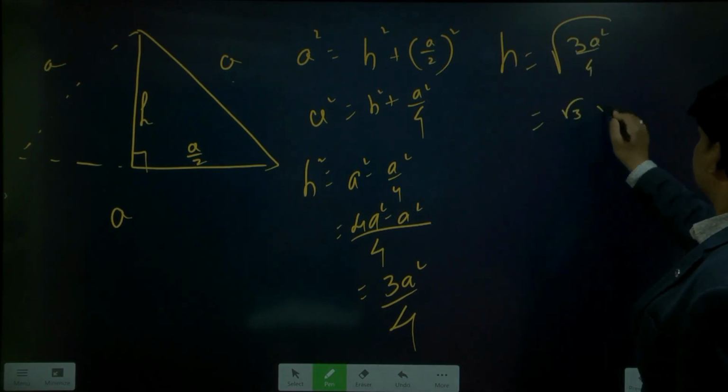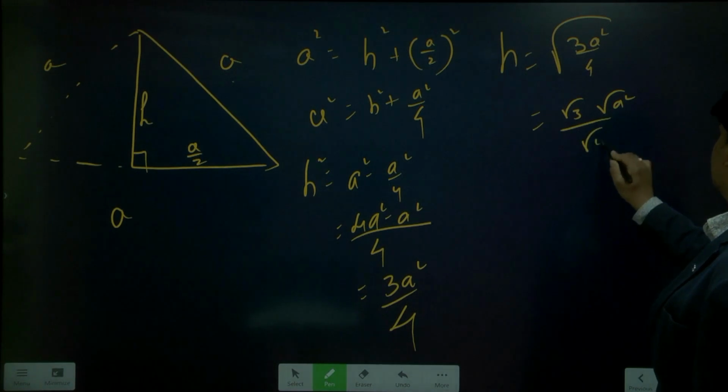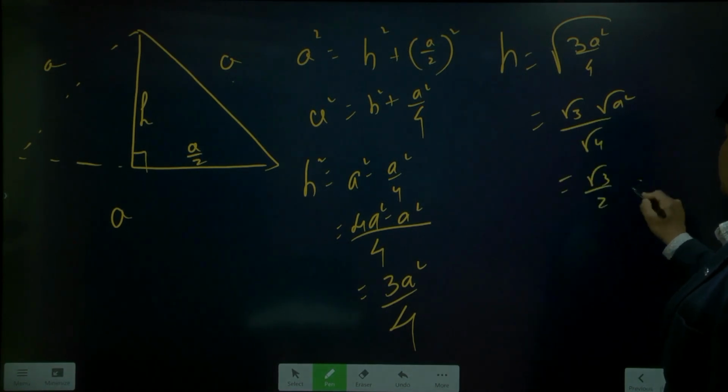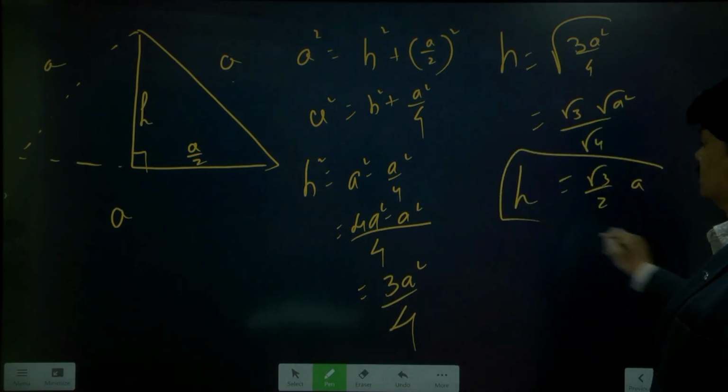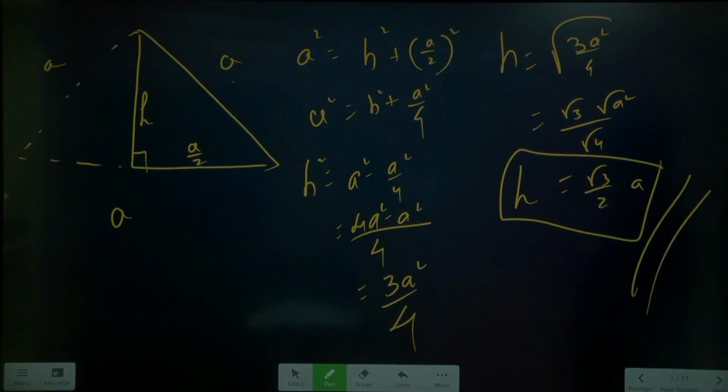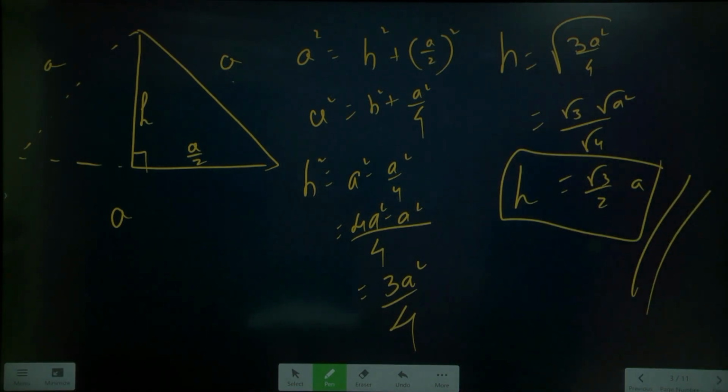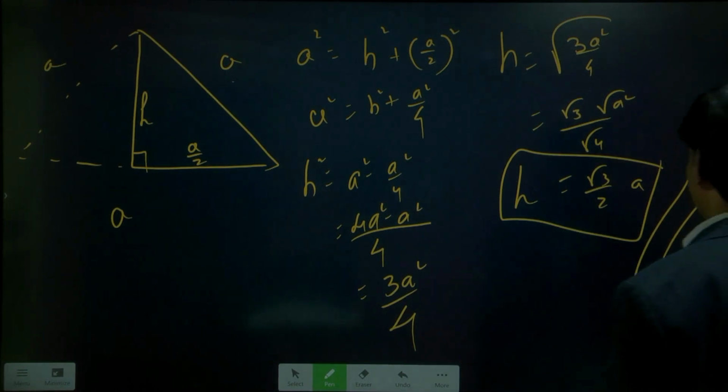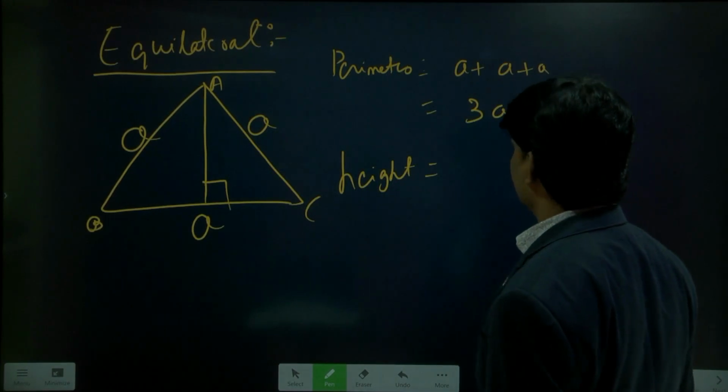Separate the root. You get root 3 by 2 A. This is the height of the equilateral triangle. Please check. Height of the equilateral triangle. Now we shall find area. Right, H is equal to root 3 by 2 A.